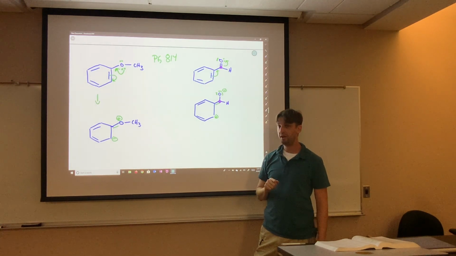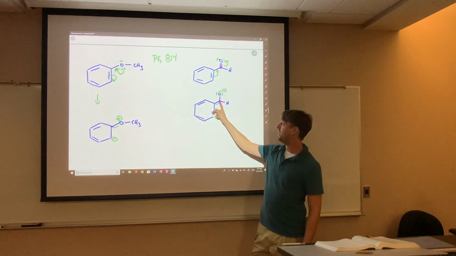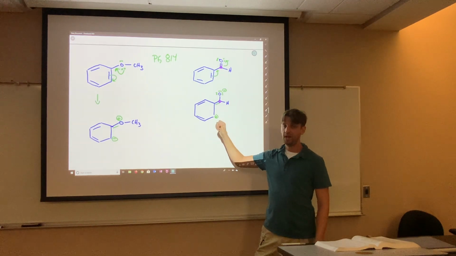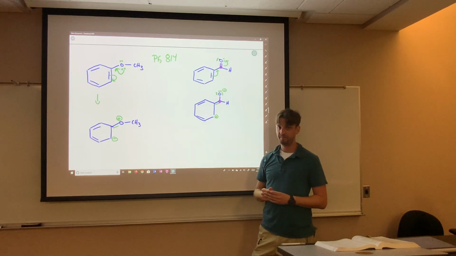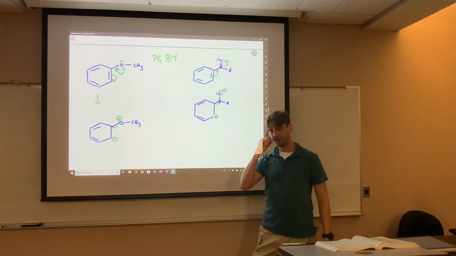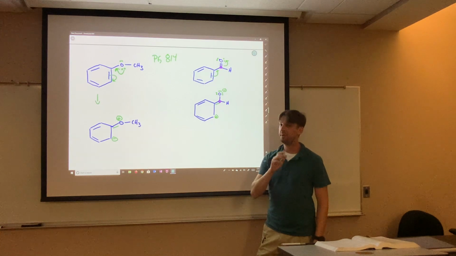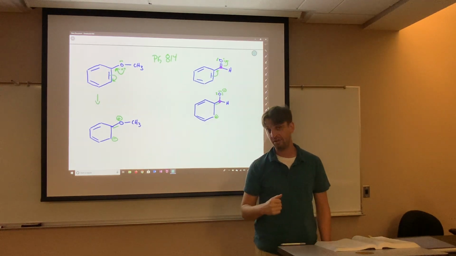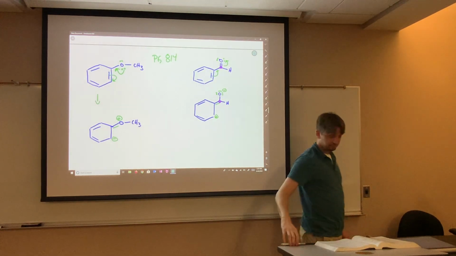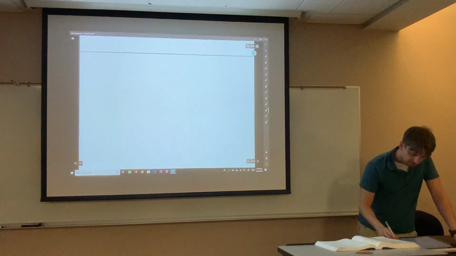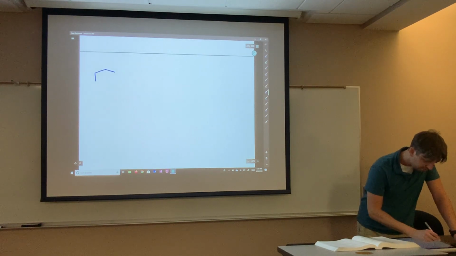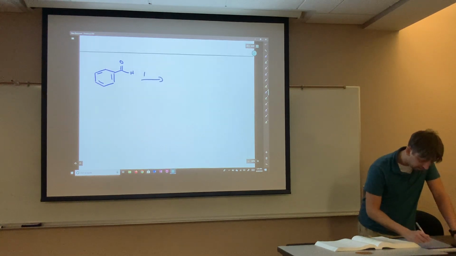Can you guys figure out why? If I am a deactivator and I do undergo a reaction, why would I prefer to put things in the meta position? Activators, ortho-para; deactivators, meta position. Why is that? What am I asking you guys to do? I'm asking you guys to draw the mechanism for something, okay? So I'll leave you with this, and we will pick up the answer in the next video. Here's what I'm asking you guys to do, right? Let's say we have our buddy benzaldehyde, and we try and do a nitration with it.